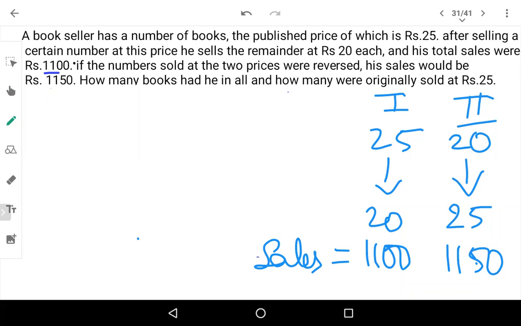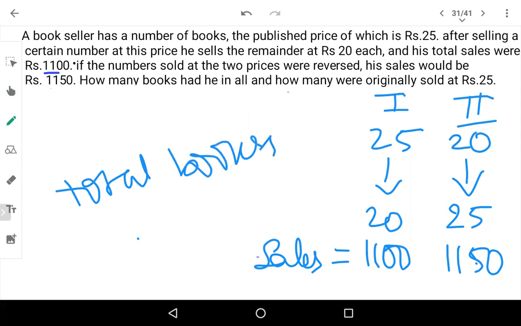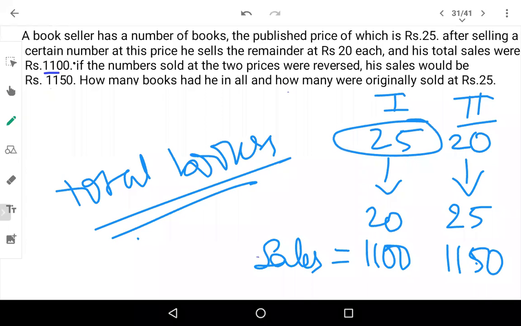If he opts for the second option, he will have sales of 1150. What is the actual question? How many books had he in all, and how many were originally sold at 25? So they're asking us the total number of books and how many books were sold at 25 rupees.